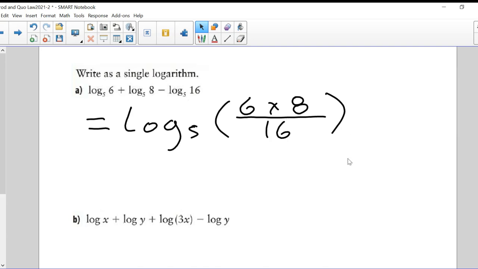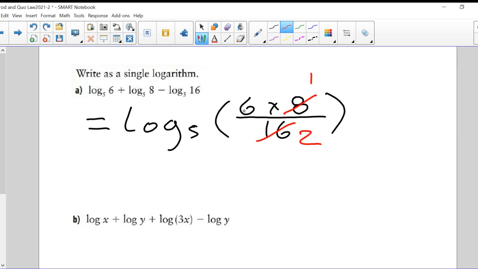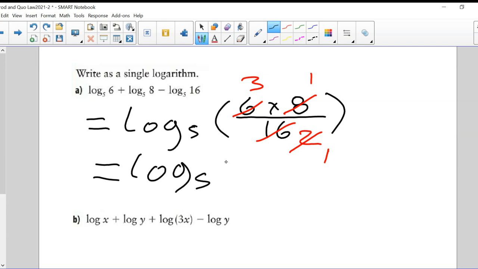Well, why don't we maybe reduce this down a bit, right? This would be 1, this would be 2. And I can probably do this as well. So this would be 1 and this would be 3. So it means that at the end of the day, this is the log base 5 of 3. There's your single logarithm right there.